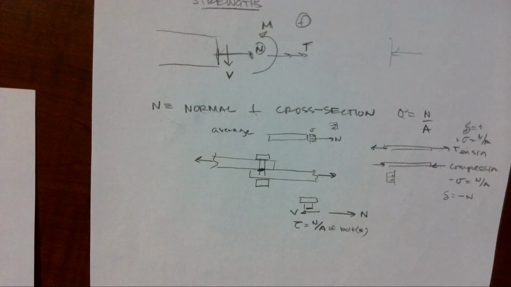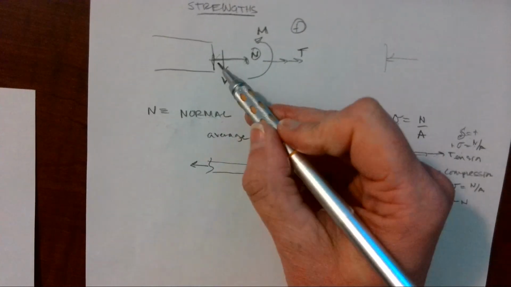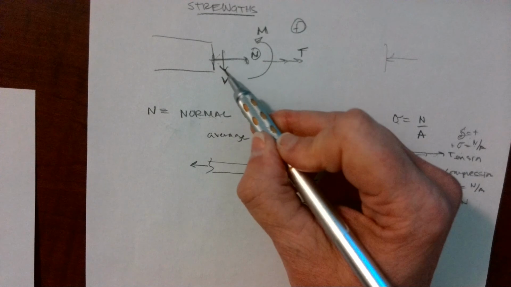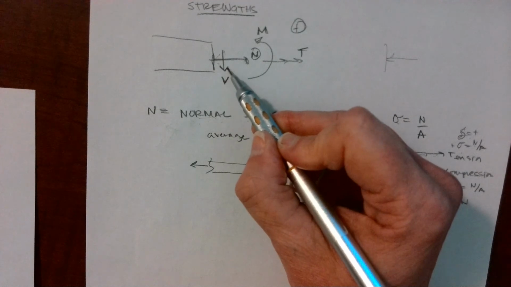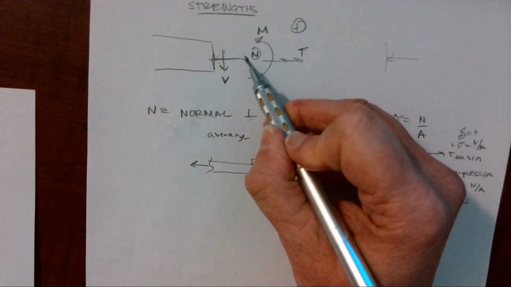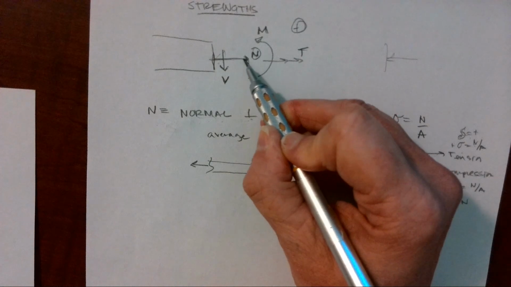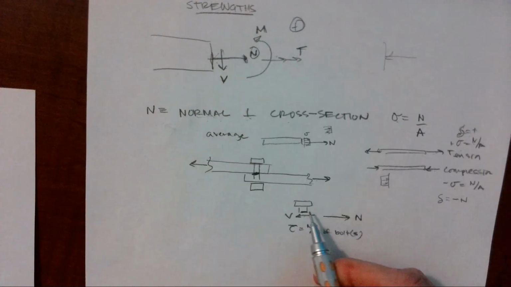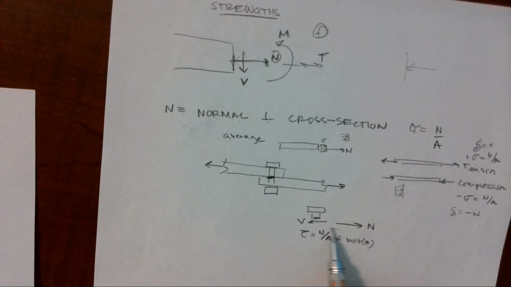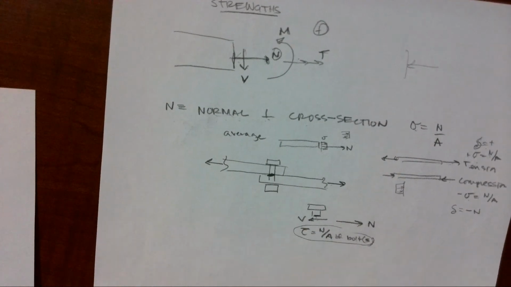Okay. So if I have a beam in bending that has beam shear, I can draw a shear diagram, and it also has a normal force that's either pulling or pushing. This bolt is going to have a shear stress associated with it.